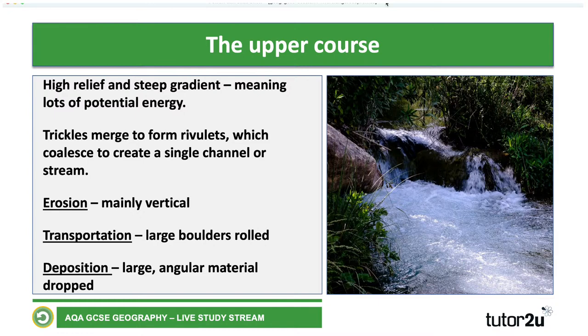So in upland areas like the Lake District, you will quite often come across lots of streams that are really small, you don't tend to notice them to begin with, and they will all merge together to form something slightly bigger that's more noticeable. The erosion here is mainly vertical. That's mainly by hydraulic action. And the transportation here, we have large boulders being rolled down that river. It's mostly by traction. And the deposition, you have large angular material dropped. And again, those big boulders being dropped there.